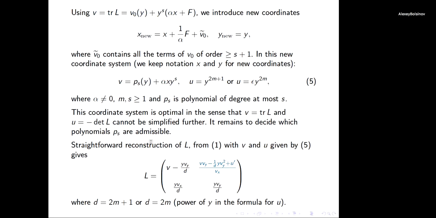If we do this reconstruction, we will come to this explicit formula for L. And here you will see something nice, the three components of L. One remark: this L is Nijenhuis. That is no doubt. Any operator L obtained by means of this reconstruction is Nijenhuis automatically.